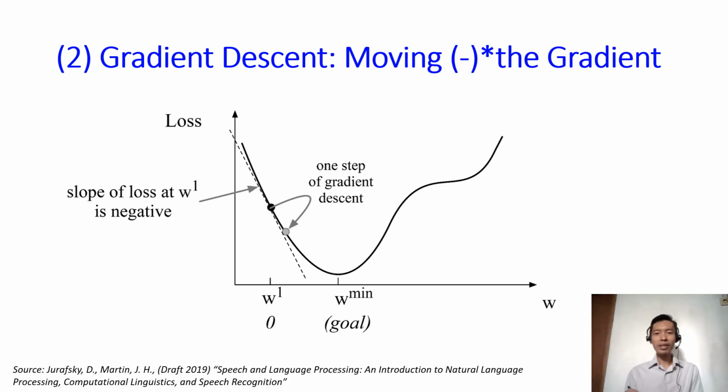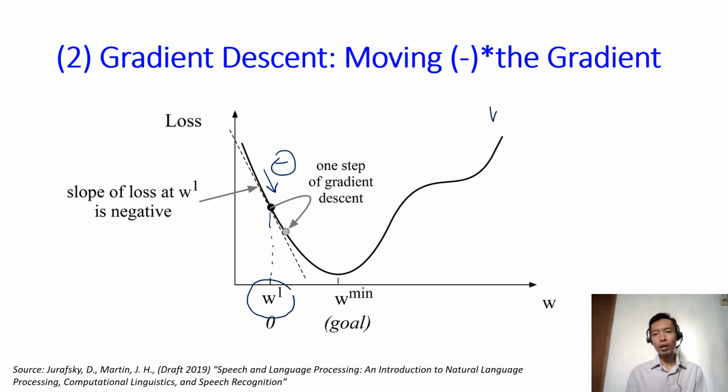So that is the basis of gradient descent, such that we may improve our W to minimize the loss function. Here, let's take a look at another example. Suppose our current weight is here, W1, and the loss function is there. We see that the gradient is negative.